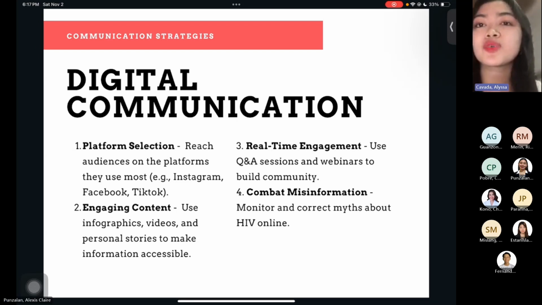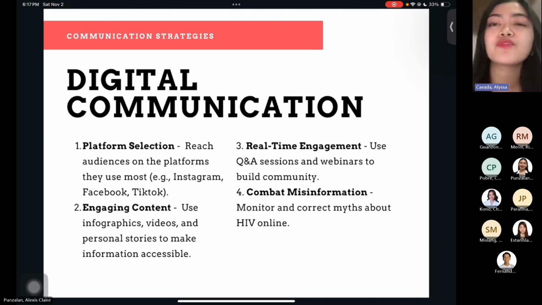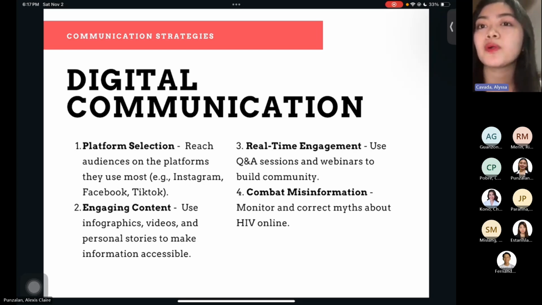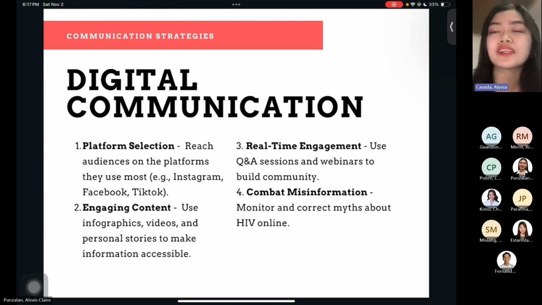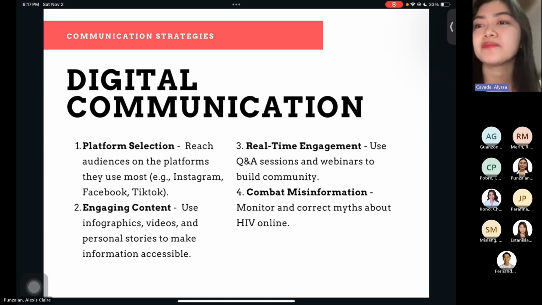Finally, we can't ignore the issue of misinformation. We've all seen how quickly myths can spread online. By monitoring platforms and addressing common misconceptions with facts, we can make sure that accurate information reaches the people who need it most. Thank you for your time, and I hope this has provided some practical ideas for leveraging digital tools in HIV awareness. Now I'll turn it back over to our host to wrap things up.